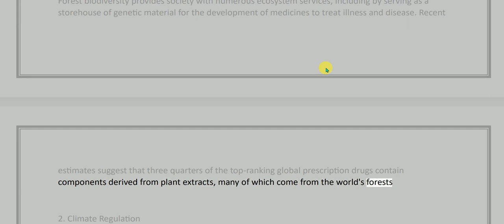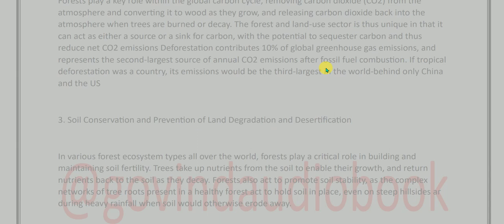2. Climate regulation. Forests play a key role within the global carbon cycle, removing carbon dioxide, CO2, from the atmosphere and converting it to wood as they grow, and releasing carbon dioxide back into the atmosphere when trees are burned or decay. The forest and land use sector is thus unique in that it can act as either a source or a sink for carbon, with the potential to sequester carbon and thus reduce net CO2 emissions.